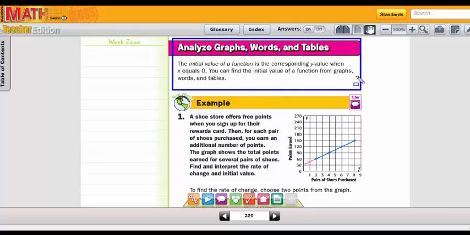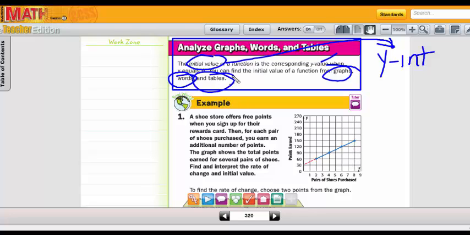Basically all this is talking about is the fact that we can use the initial value of a function, and the initial value of the function is the y value when x equals 0, or in other words, the y-intercept. That's what initial value means. I would definitely make sure I put that in my notes if I were you, and on your gold sheet. You can find the initial value of a function from a graph. You can do it with words, and you can do it with tables. Again, we're looking for the y-intercept.